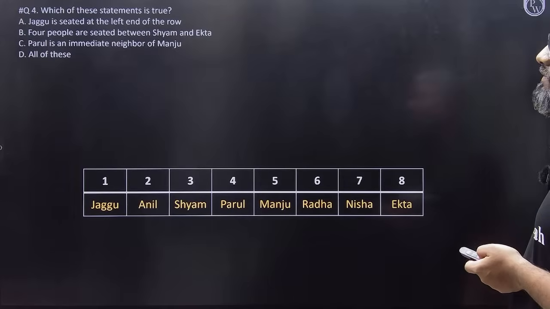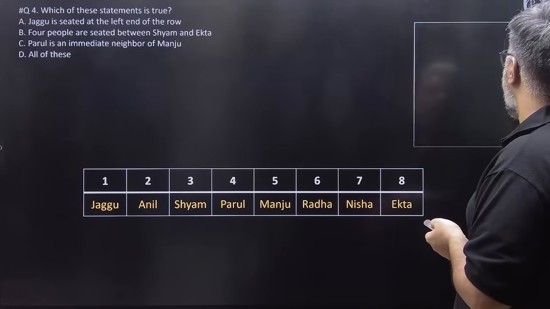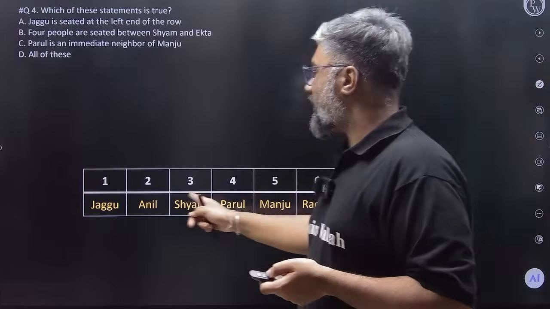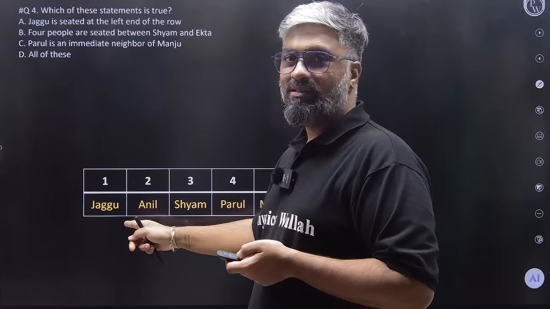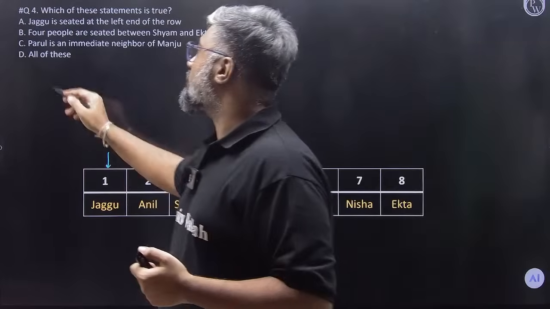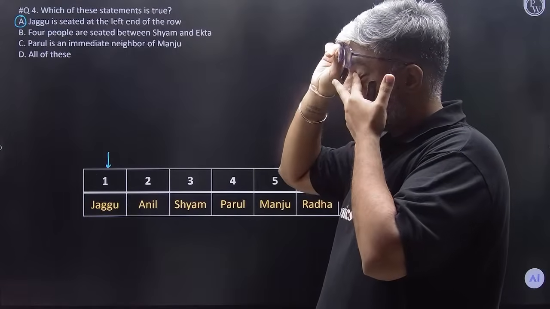Next. Which of these statements is true? Jaggu is seated at the left end. Is Jaggu at the left end? Oh, yes. Jaggu is at the left end. What a lucky break for us. First option itself is right. Shall we go for the next question?